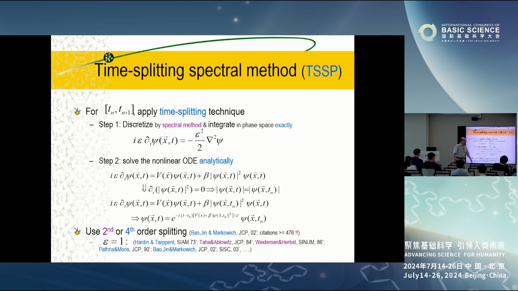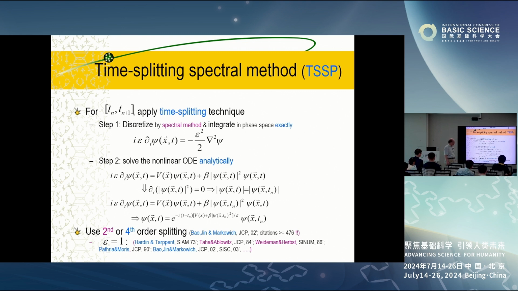Then for the second step, you solve this one. It is easy to show that at this step, pointwise for each fixed x, d/dt of the absolute value of psi squared is equal to 0. Since it is pointwise, the density is conserved. So you plug this property back into the nonlinear term, and this becomes a linear ODE pointwise, so you can integrate analytically. This method was given very early, when epsilon equals 1.